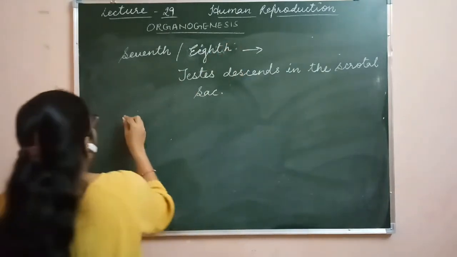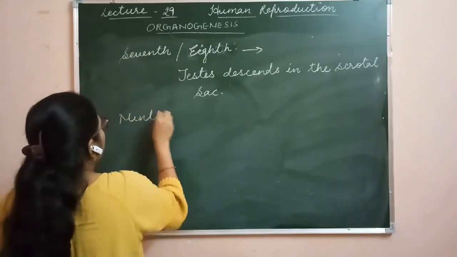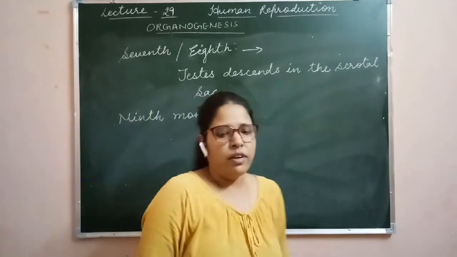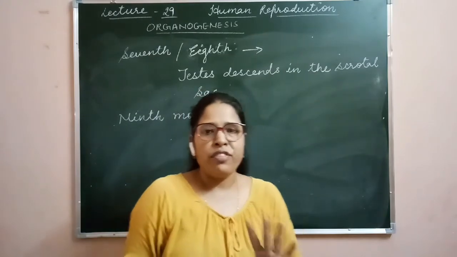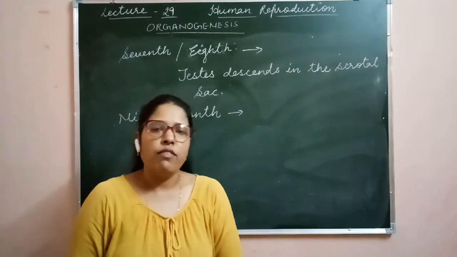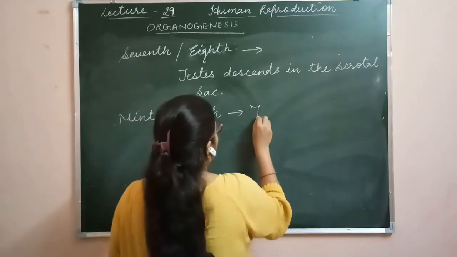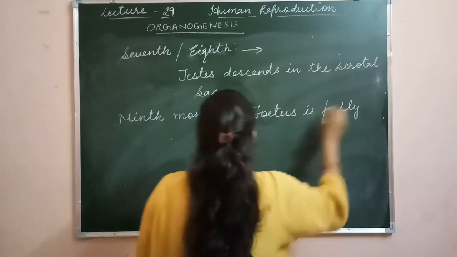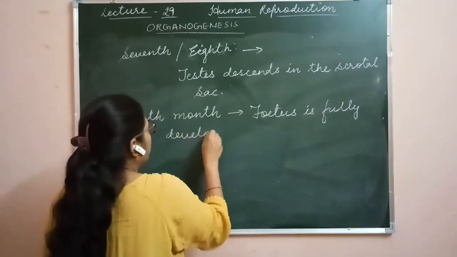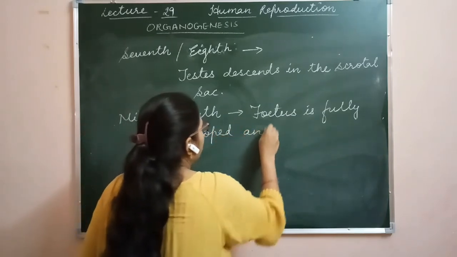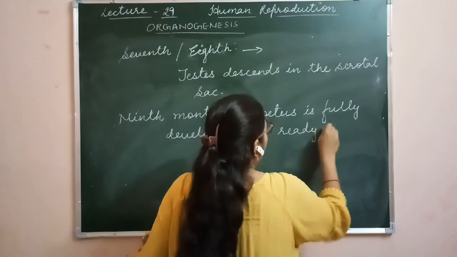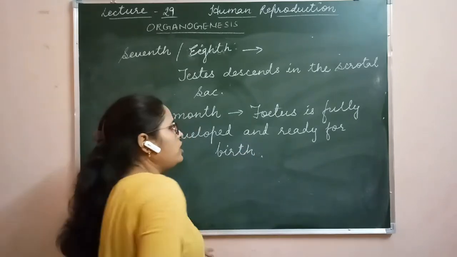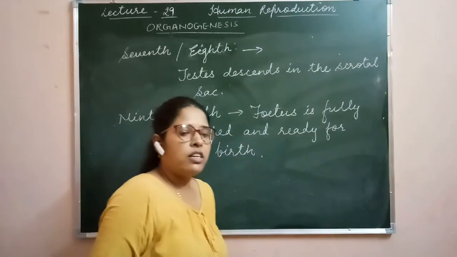Next, at the end of the ninth month, the fully developed fetus has to be delivered. Clear? It is the end of the pregnancy. Here the fetus is fully developed and ready for birth. At the end of the ninth month, the fetus is fully developed and ready for birth.